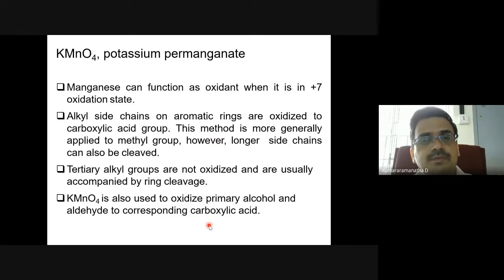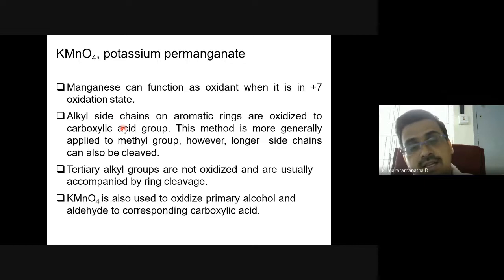Now, let us go for a mild, friendly oxidizing agent, which is potassium permanganate. As far as I see, for your lab there are no potassium permanganate based reactions, but it's a very interesting material where you can see manganese having a 7 plus oxidation state.